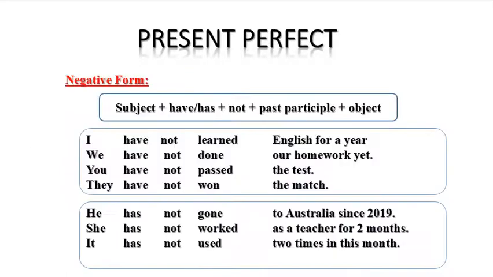Okay, let's move to the next. With negative form, I repeat it again. There are subject plus have or has plus not plus past participle plus object. For example, I have not learned English for a year. I haven't learned English for a year. For short form, we can use haven't.